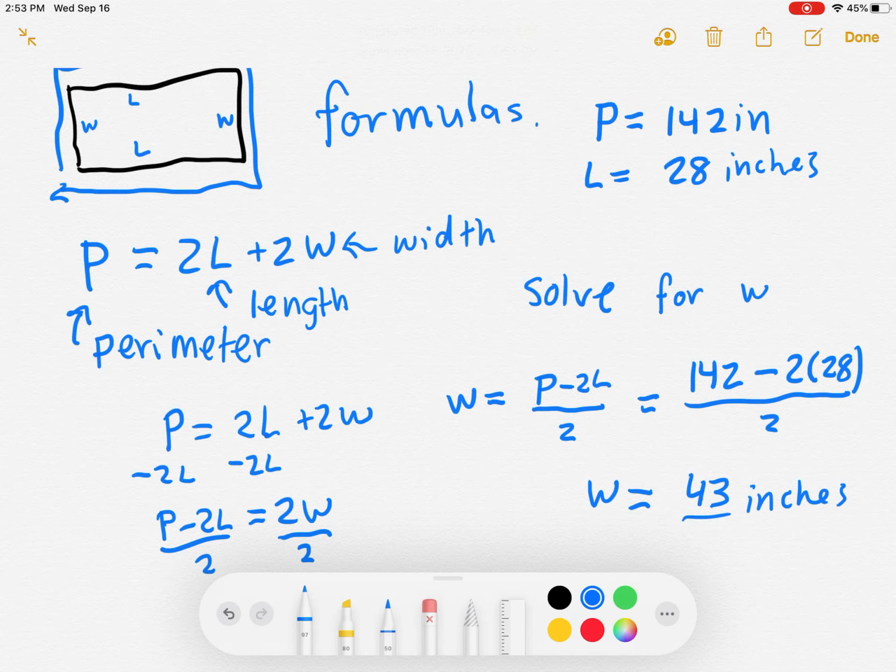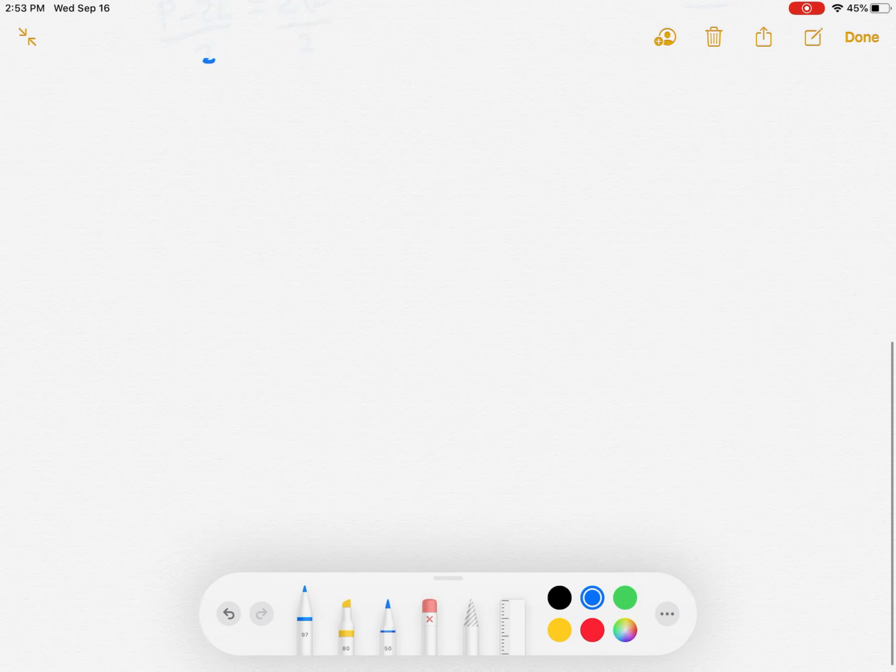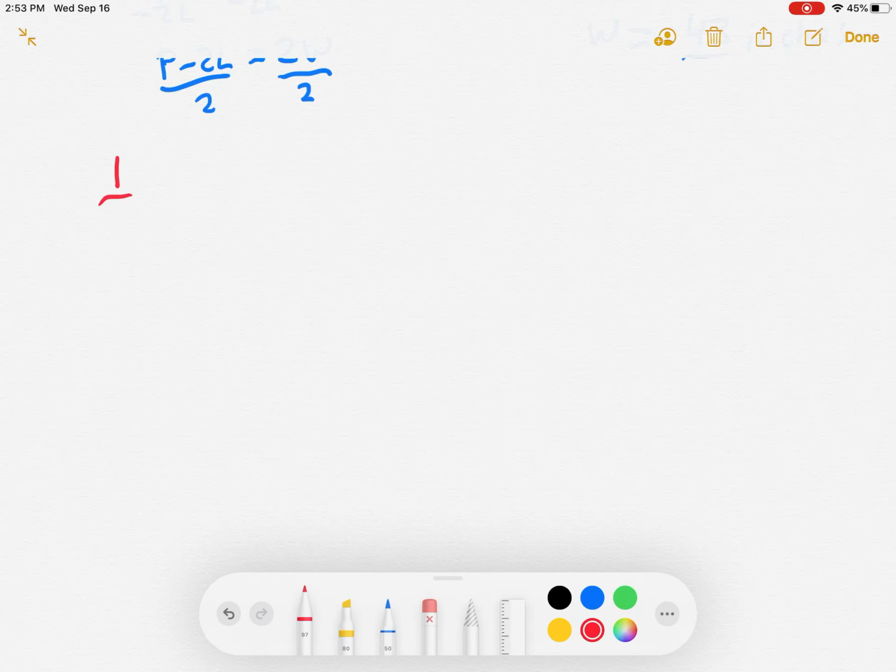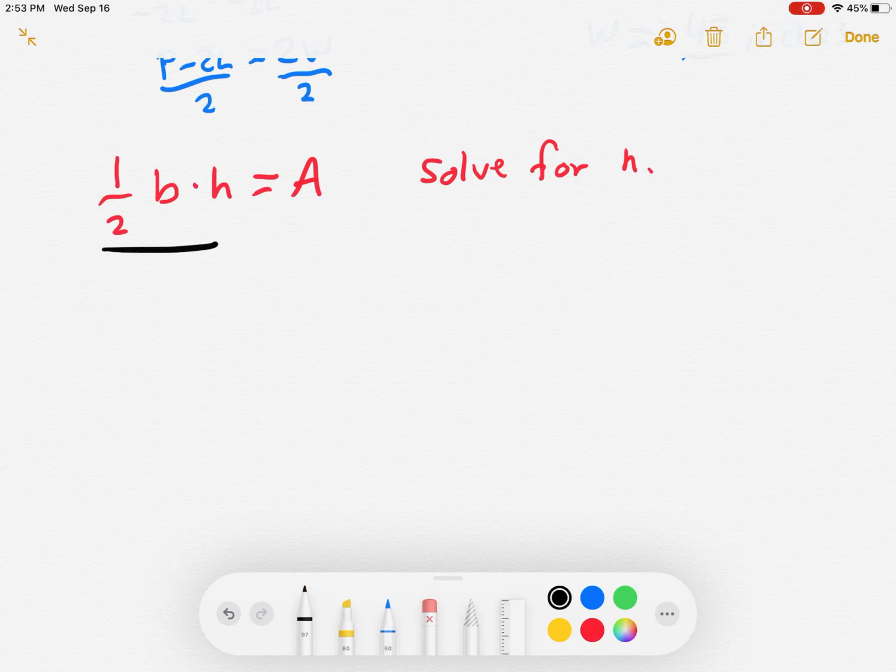We'll try one more example. This one comes with a word of caution. So the area for a triangle is given by the formula 1/2 base times height equals area. If I wanted to solve this for height, what would be the first instinct to do? Well, the first instinct would be to take both sides and divide by 1/2 b.